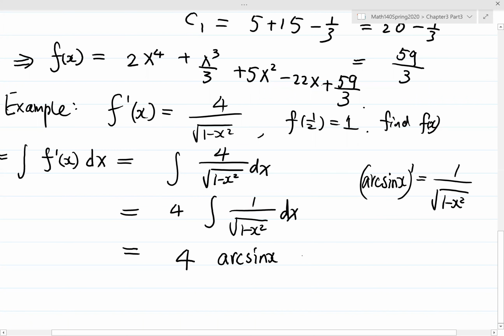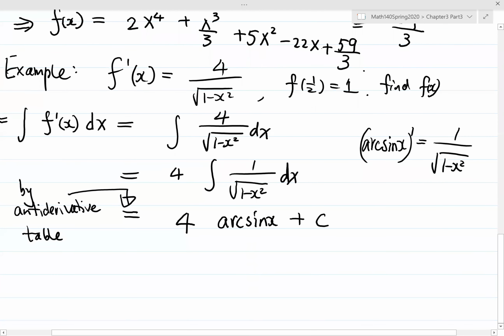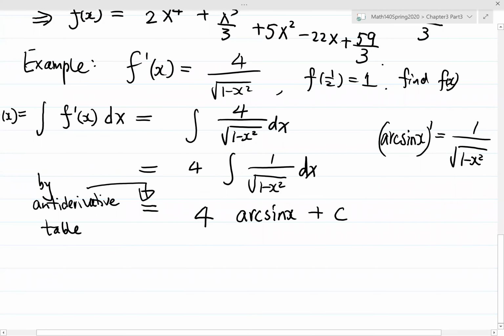Once we're done, we add the constant c. So we use the antiderivative table. Now to determine the constant c, we need a special value. Plug in the function value at 1/2.